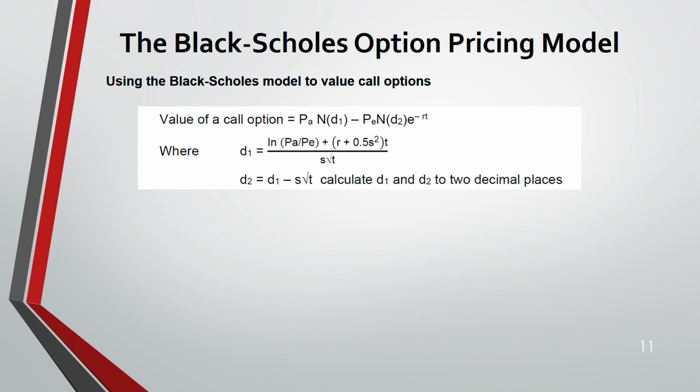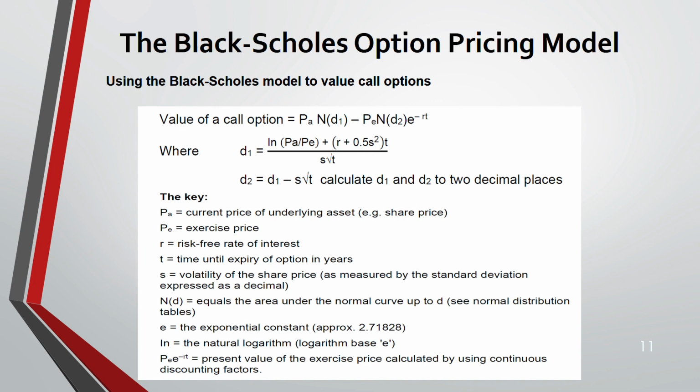And d2 is, first you need to find d1. If you cannot find d1, you cannot find d2 also, because see the formula, d2 is d1 minus s times the square root of t. So if you do not get d1, d2 also you cannot calculate. d2 is dependent on d1. Okay, and you need to calculate d1 and d2 to 2 decimal places. I will tell you why, but it has to be 2 decimal places only, and there's a reason why. Because we are going to use a normal distribution table. In the normal distribution table, everything is to 2 decimal places only.